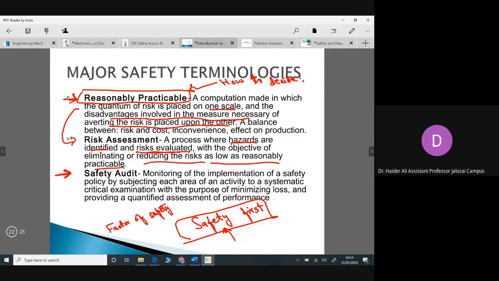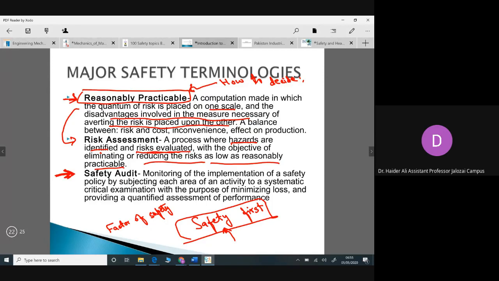You have a well-defined safety policy, but just having a well-defined safety policy on a piece of paper is not going to make the environment safe, is it? To make the environment safe, you need the policy to be properly implemented. How do you make sure that the policy is properly implemented? By having regular safety audits.